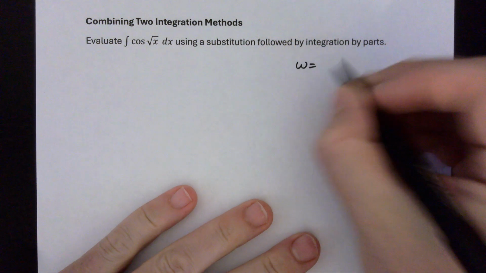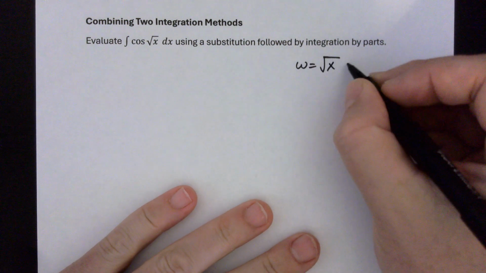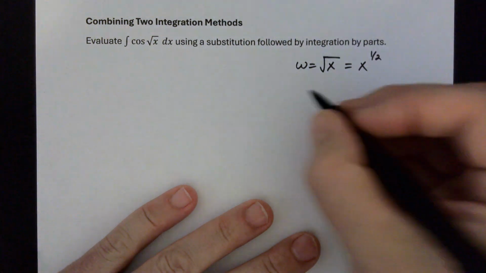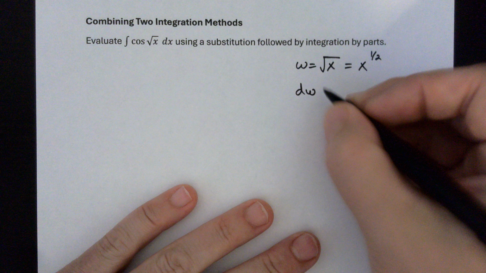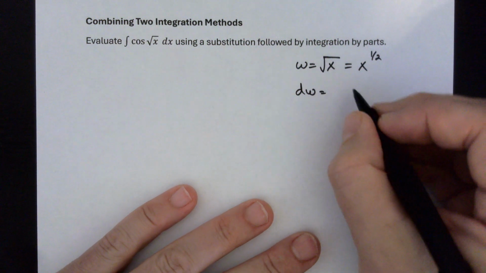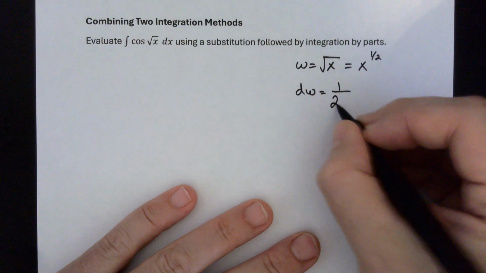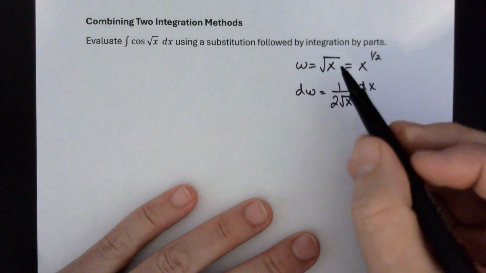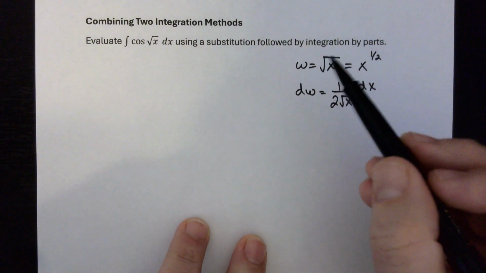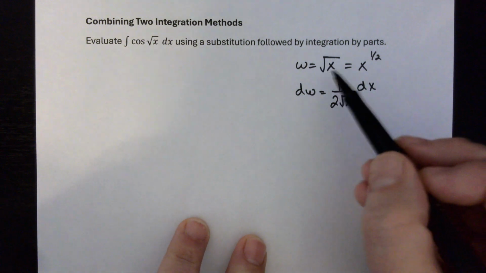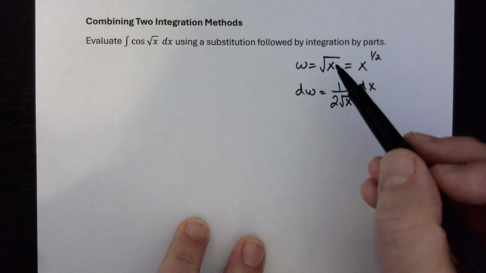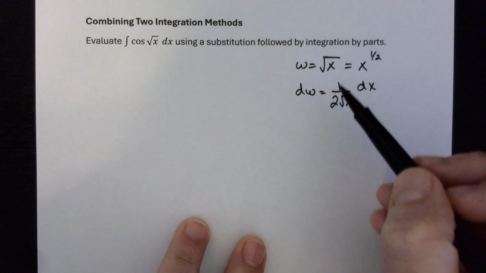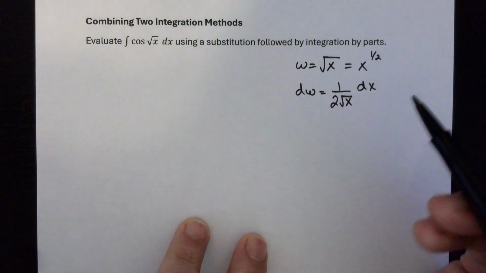So if we let w equal the square root of x, which keep in mind is x to the 1/2 power, take the derivative of that, dw, and you get 1/2 square root of x, and that'll be dx. Now notice that to take the derivative of the square root of x, if it has something else in there besides the x, you have to use the chain rule. So we'll talk about that on the next one. But since the derivative of x is just a 1, it doesn't matter in this case.